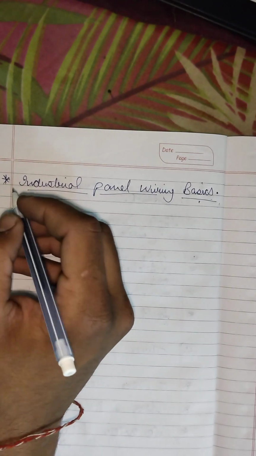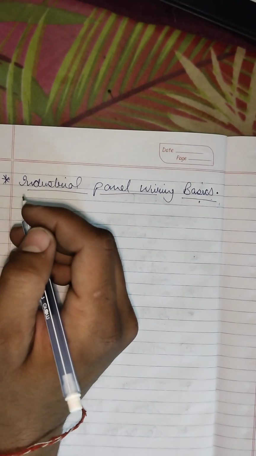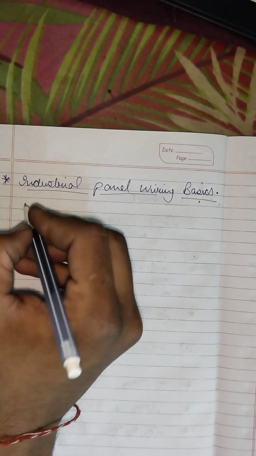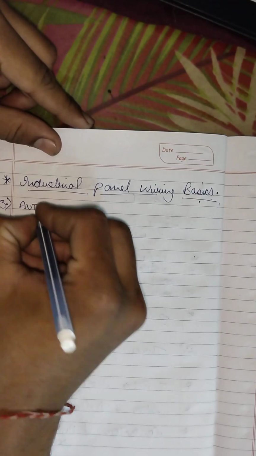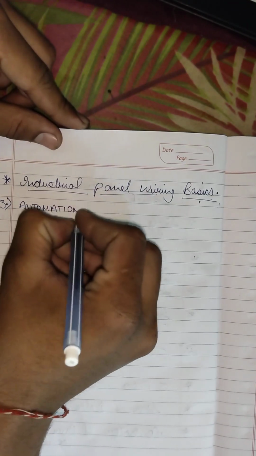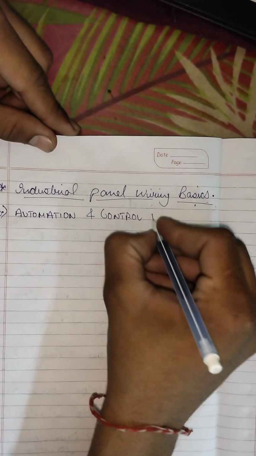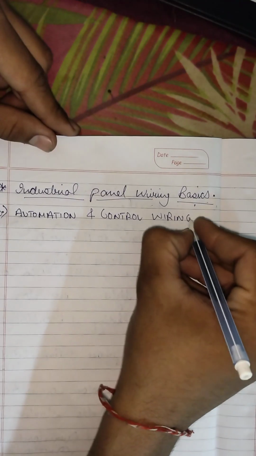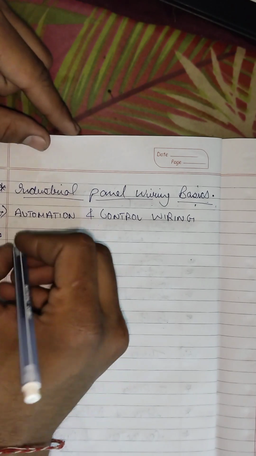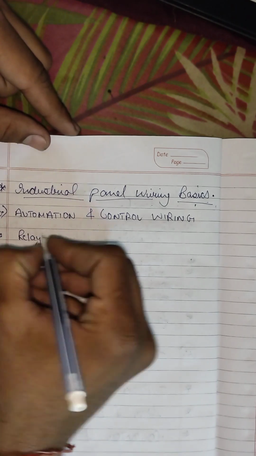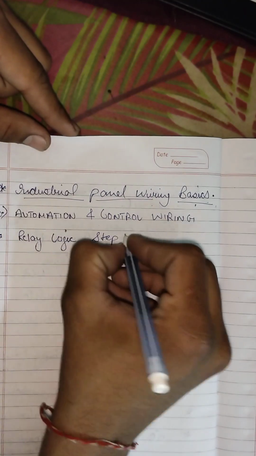At the last, after completing single phase wiring connection and three phase wiring connection, we will move on to automation and control wiring. Our third concept is automation and control wiring. In this one, number one is relay logics, step by step.